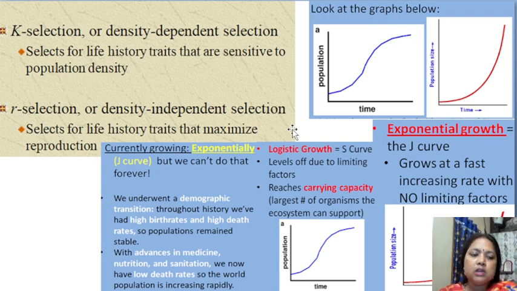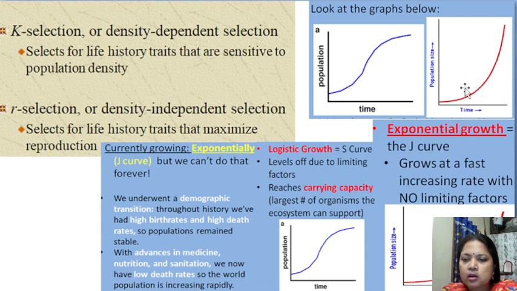Okay, so now let us look at your exponential growth curve and logistic growth curve. I told you that exponential growth curve means J-shaped growth curve, and what characteristics it bears. Here you see in the x-axis time is taken, and in the y-axis population size. So this is the exponential growth curve, it looks like a J, and it represents growth at a fast increasing rate with no limiting factors, and there is no third phase. Here there are only two phases.